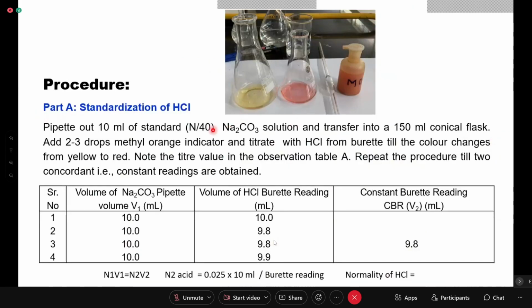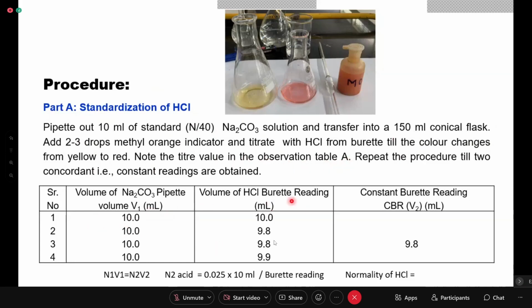Okay, so what is the standardization procedure? For standardization, 10 ml of standard sodium carbonate solution is pipetted out and transferred to a conical flask, and 2 to 3 drops of methyl orange indicator is added here. There is no phenolphthalein, methyl orange is used, and it is titrated with HCl from the burette till the color changes from yellow to red. Note the titer value in the observation table.